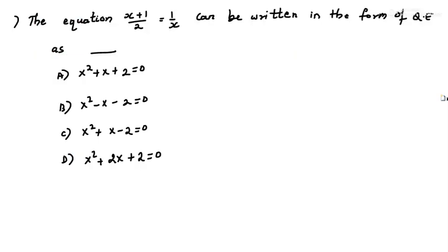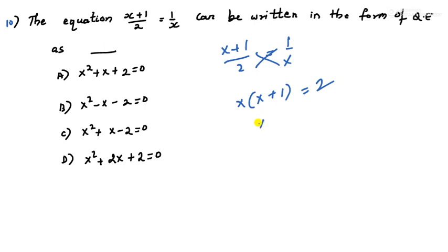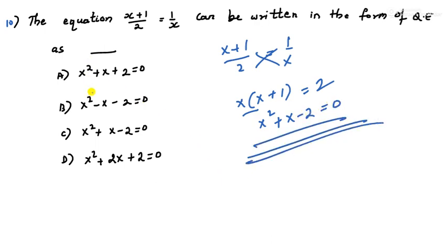Moving to the last question, question number 10. This is also an important question. The equation x plus 1 by 2 equals 1 by x can be written in the form of a quadratic equation as dash. So you have to cross multiply: x plus 1 divided by 2 is equal to 1 by x. When you do cross multiplication, this becomes x plus 1 into x equals 2 into 1, 2. So 2 equals x square plus x, and bring this to LHS, minus 2 equals 0. So this is the quadratic equation: x square plus x minus 2. Option C is the right answer.